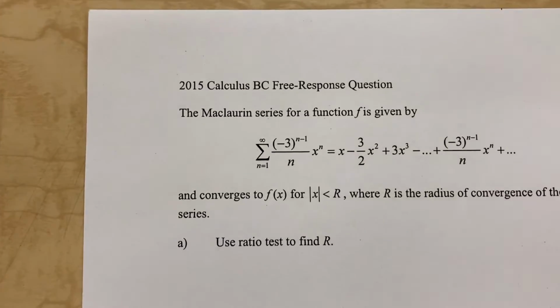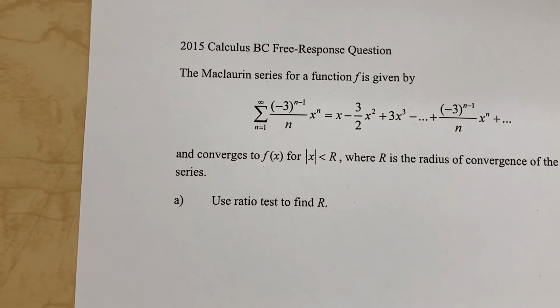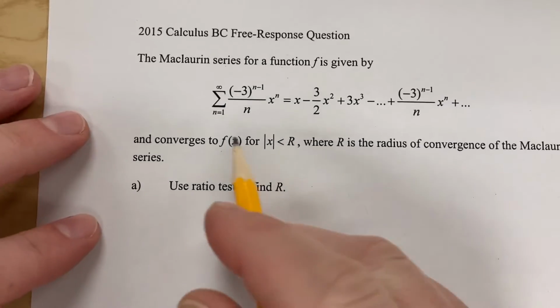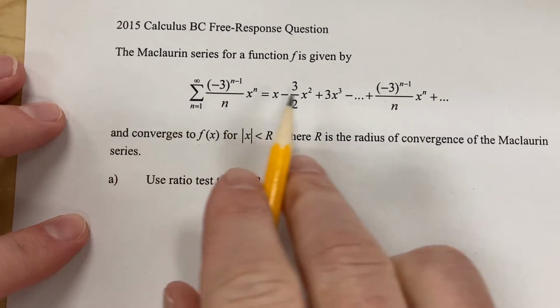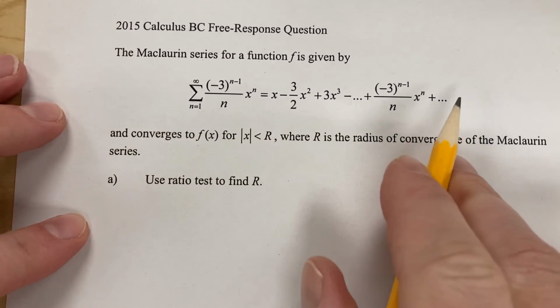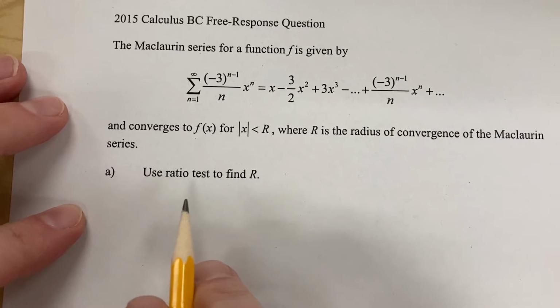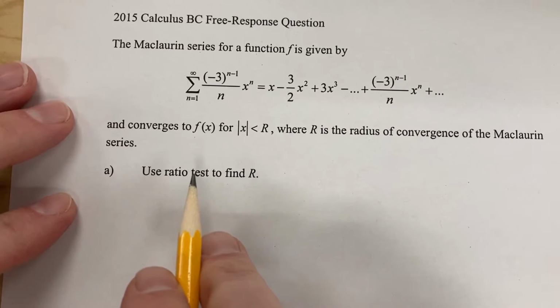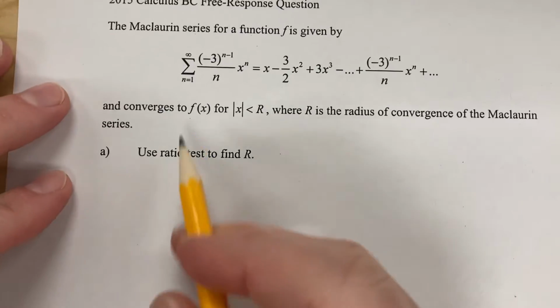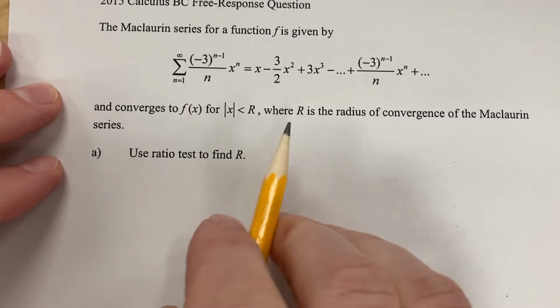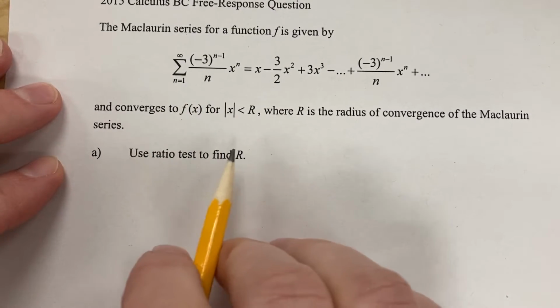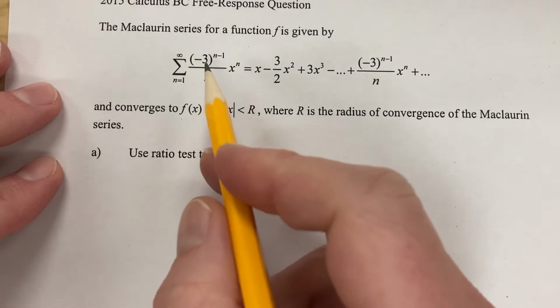All right, these are the answers to the Calculus BC free response from 2015. They give us a Maclaurin series here for some function f, and they want us to find the radius of convergence. So we don't need the full-on interval. We don't have to worry about endpoints. We just have to figure out what that radius is. That makes this a little bit easier.